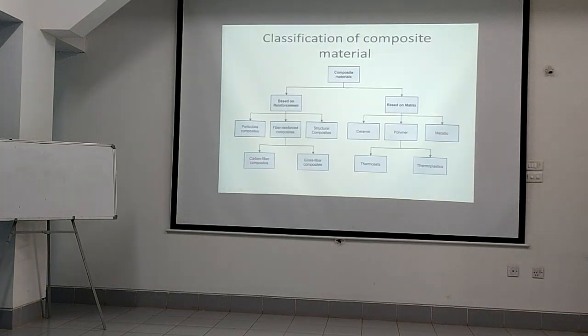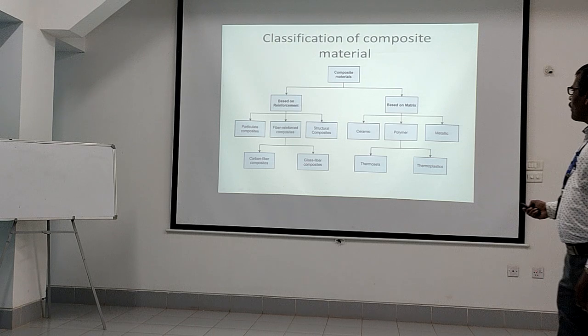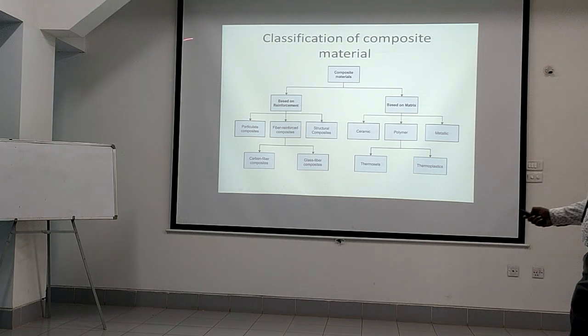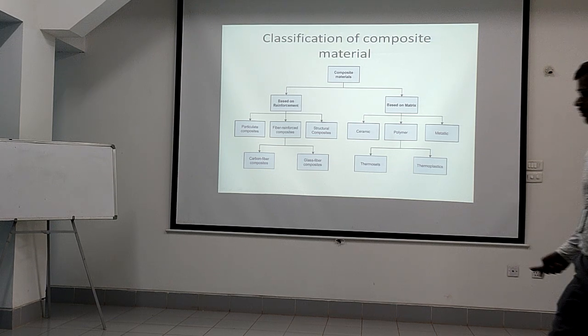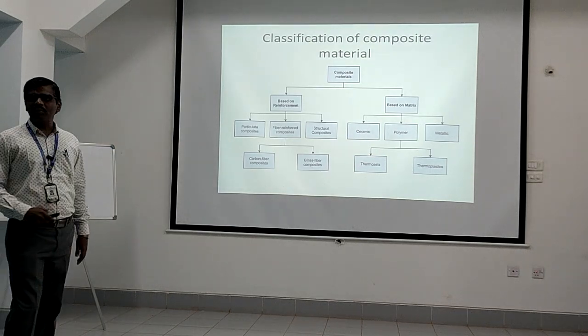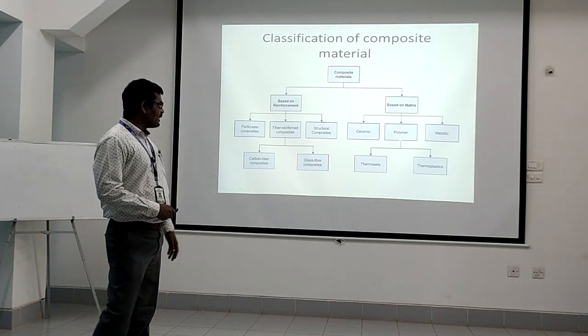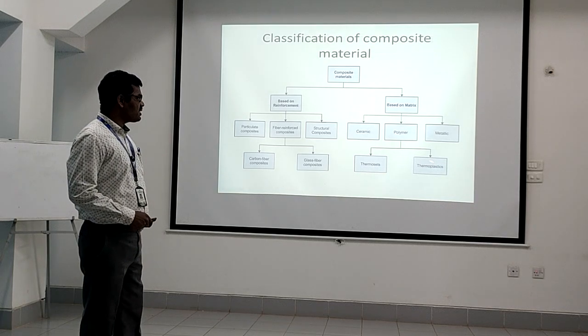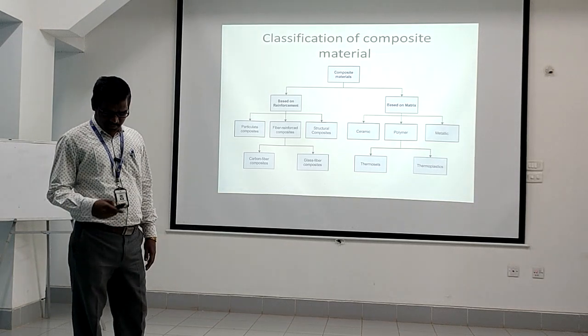Classification of the composite material. Composite materials are broadly classified based on the reinforcement and based on the matrix. Based on the reinforcement, they are classified into particulate composites, fiber reinforced composites, and structural composites. Fiber reinforced composites are again classified into carbon fiber and glass fiber. Based on the matrix, they are classified into ceramic, polymer, and metallic. The polymer is again divided into thermosets and thermoplastics.